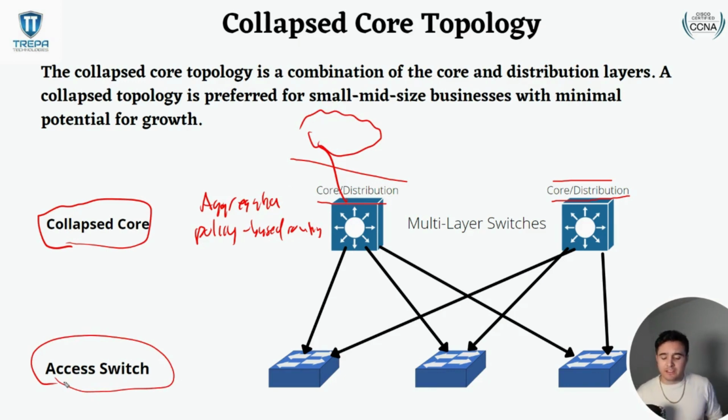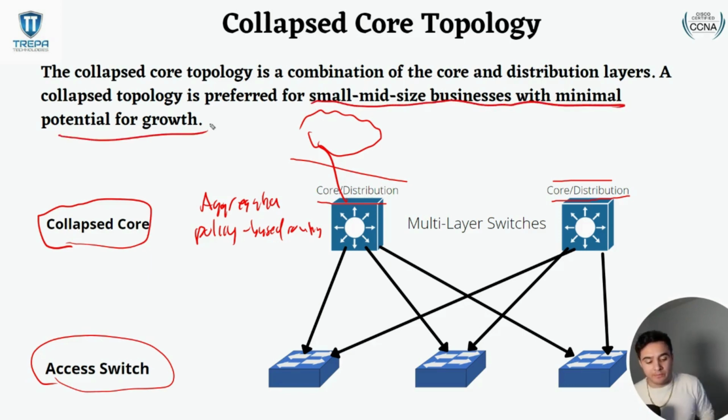Again, kind of more on the exam and what you need to know. This is preferred for small to mid-sized businesses with minimal potential for growth. So this is for that company that has one office floor, right? They maybe want a collapsed core topology.